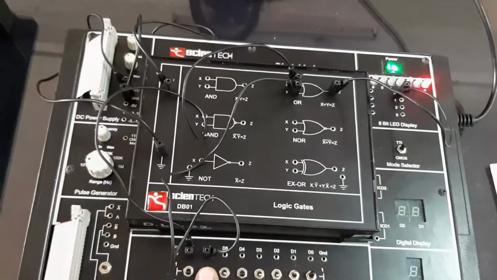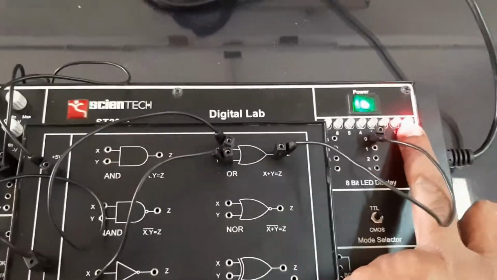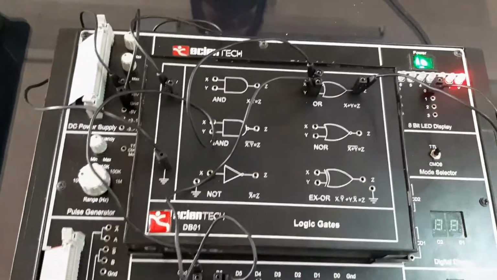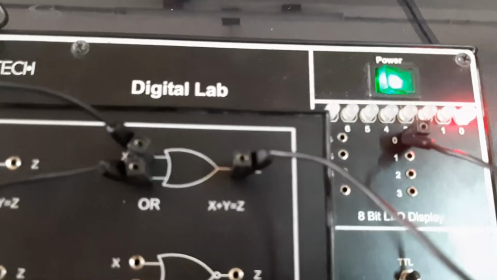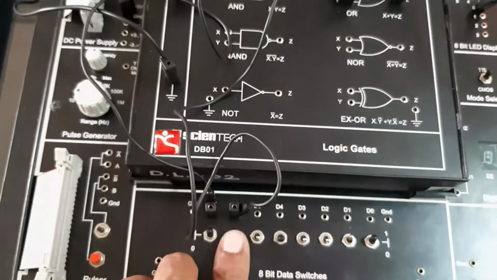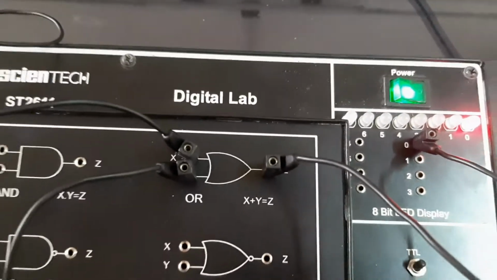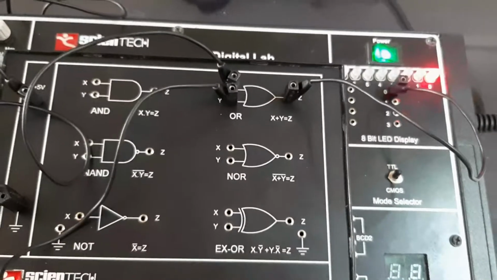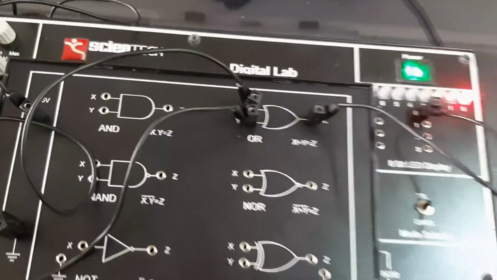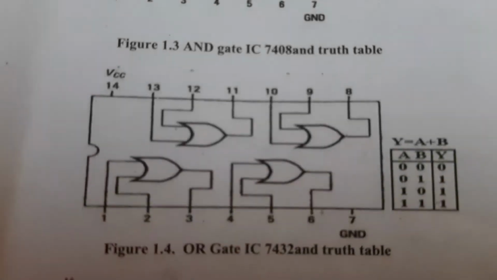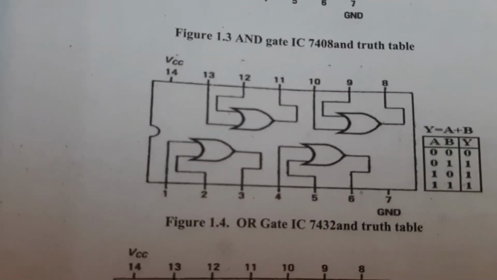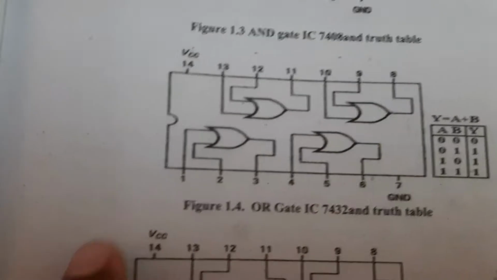When I give 0 1, that time you can see LED is now on. If I give 1 0 here, 1 and 0, that time LED is still on. And when I give here 1 1, both as 1 1, that time also the LED is on. So output is off whenever all the inputs are off, and whenever one or more inputs are on, that time the LED is on. So that is the property of the OR gate. This is the IC 7432, which is quad 2 input OR gate. It has 4 OR gates, each having 2 inputs.